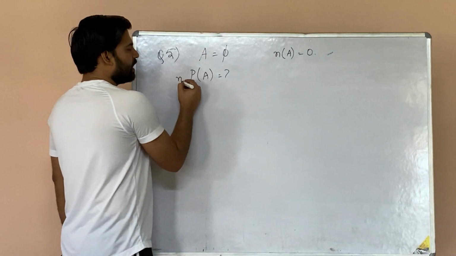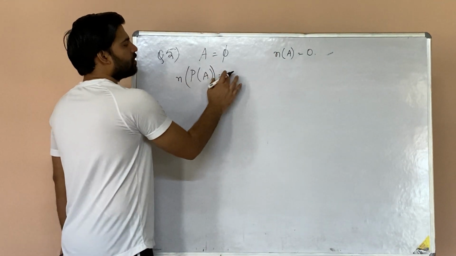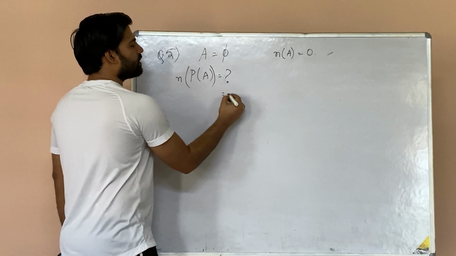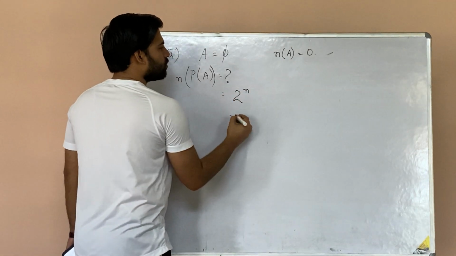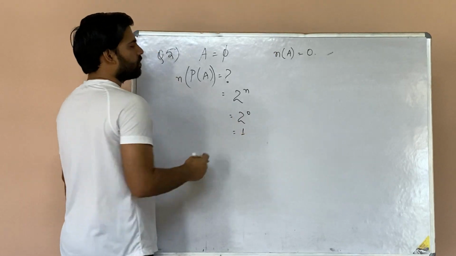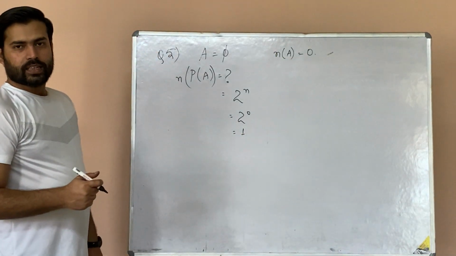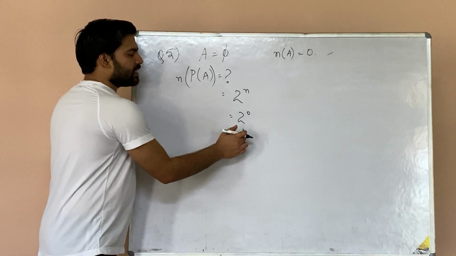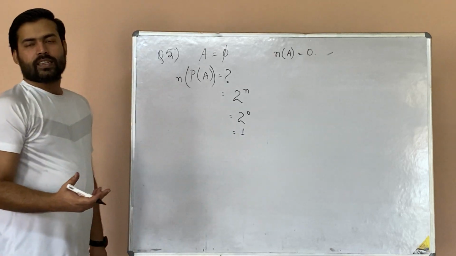That means he is asking n of power set of A. So this is how much? You will say this is 2 to the power n. So what is n? 0. So 2 to the power 0, that is 1. Am I clear? That means what is that single set that we are talking about? That is nothing but ϕ.